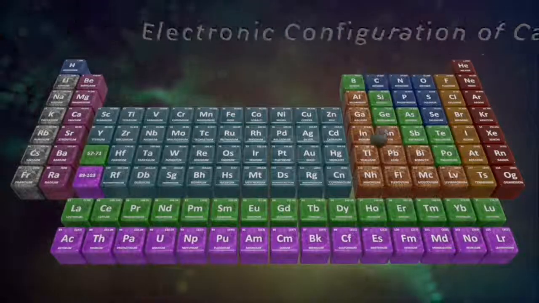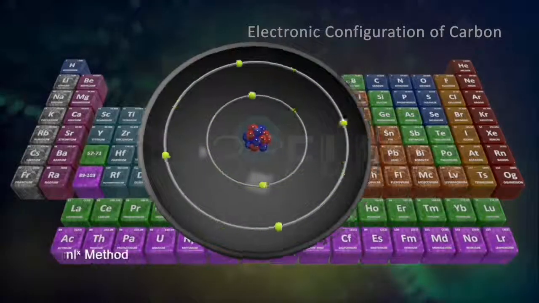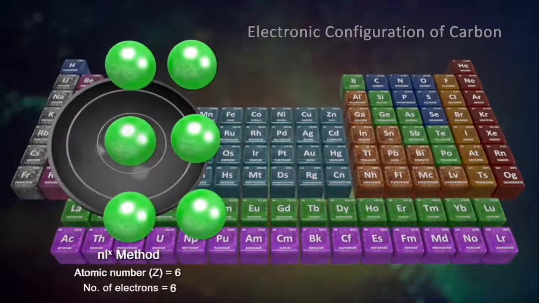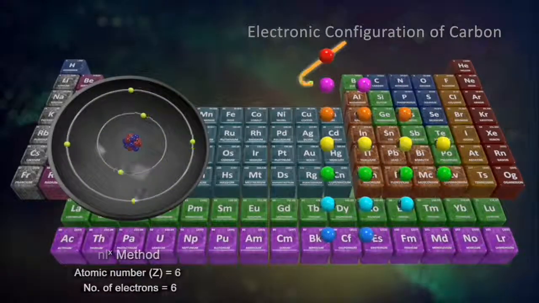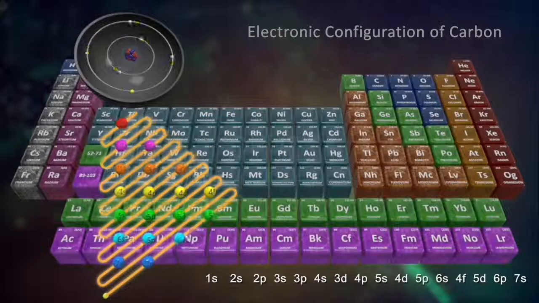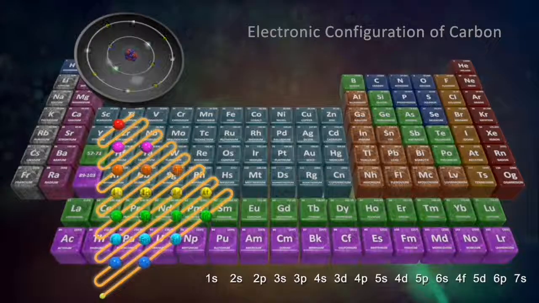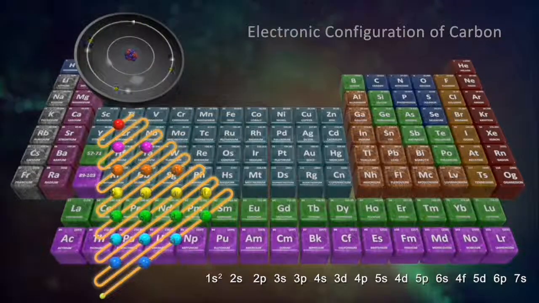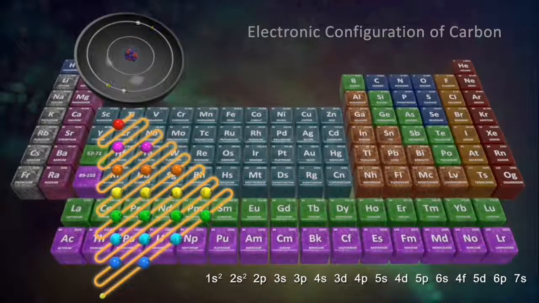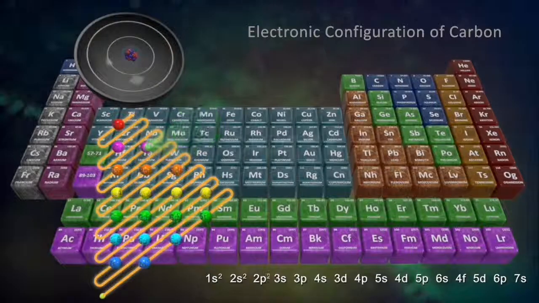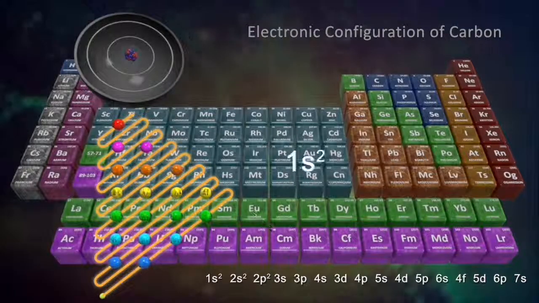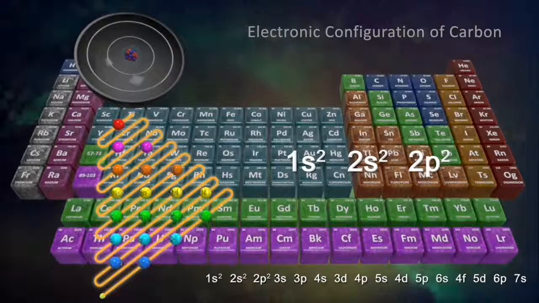Electronic configuration of carbon. Let us write the electronic configuration of carbon using the NLX method. The atomic number of carbon is 6, which tells us that it has 6 electrons. Following the increasing order of energies of sublevels to fill these electrons, out of the 6 electrons, the first 2 are filled in the 1s sublevel. The next 2 electrons are filled in 2s sublevel. The remaining 2 electrons are filled in the 2p sublevels. Therefore, the electronic configuration of carbon is 1s2, 2s2, 2p2.